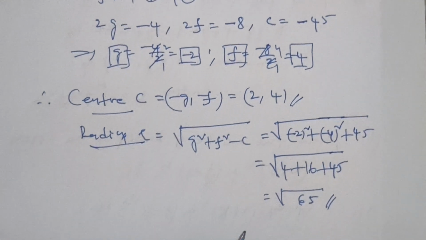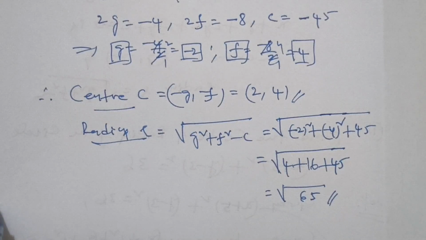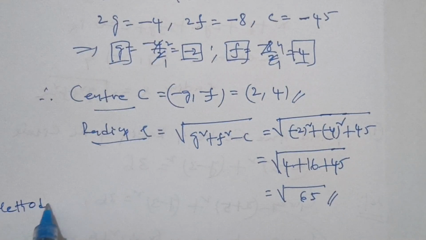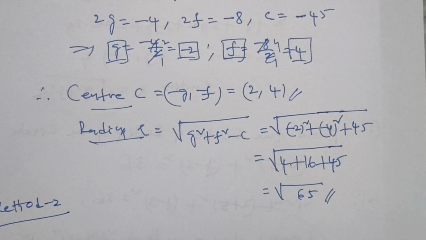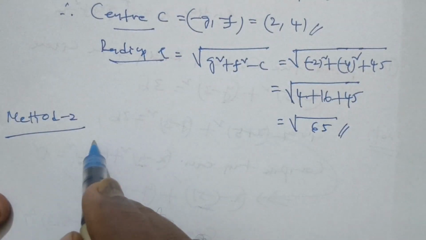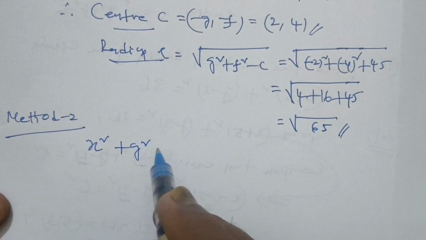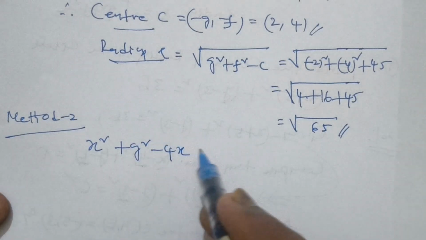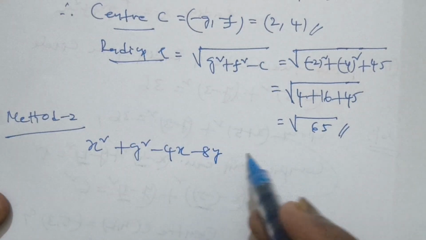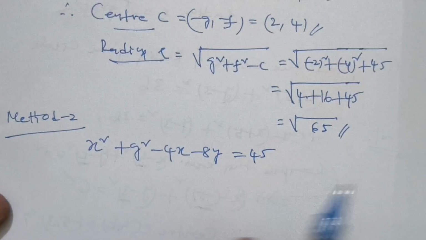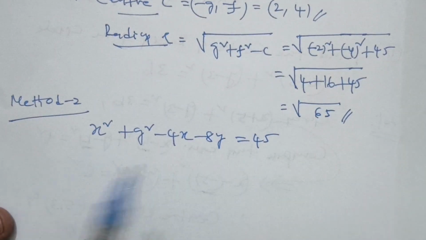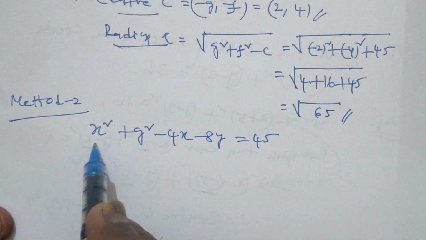First method means by using the formula 2. Now method 2. The same problem can be solved in method 2 also. What is method 2? Method 2 means by completing the squares of x and squares of y.